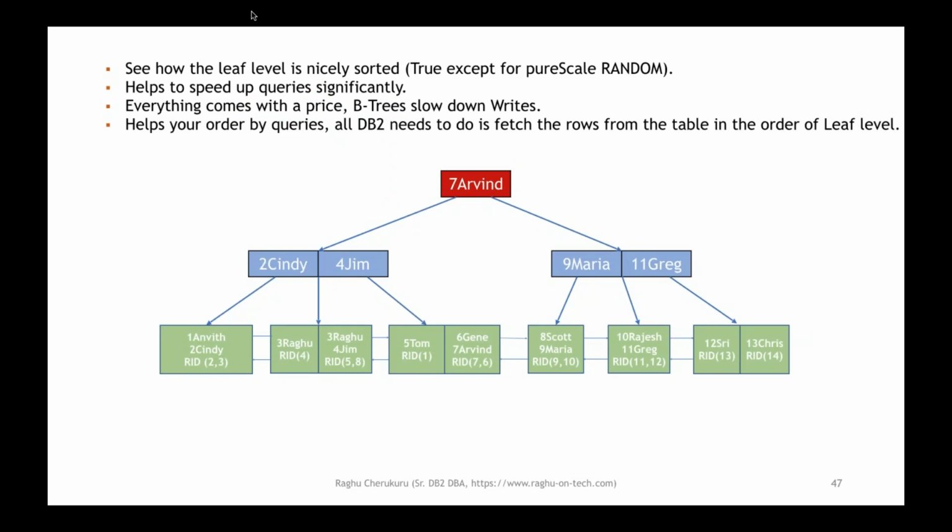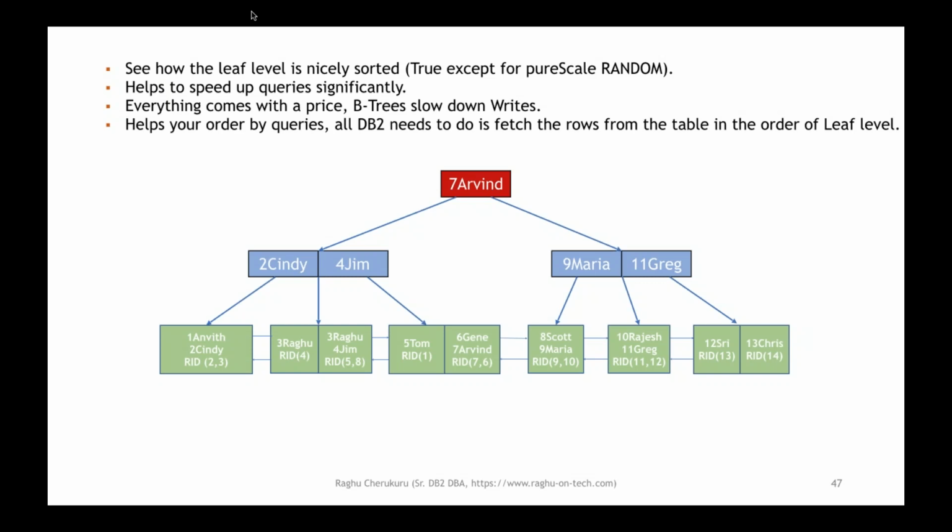So now if I create a B-tree index on that data right there, see how it sorts the data at the leaf level, the one in the green. So everything is nicely sorted. So that's how the B-tree structures are organized. So it helps speed up your queries significantly.